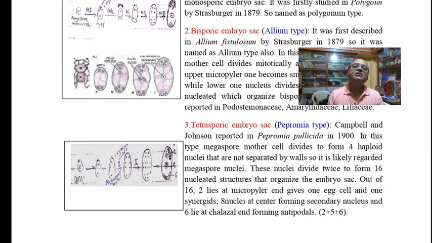Very sorry. So note down this part only. It is 2 plus 8 plus 6, that is an 8 nucleated embryo sac called tetrasporic, and it is called the Peperomia type. So this is about the 3 important types of the embryo sac. Thank you.